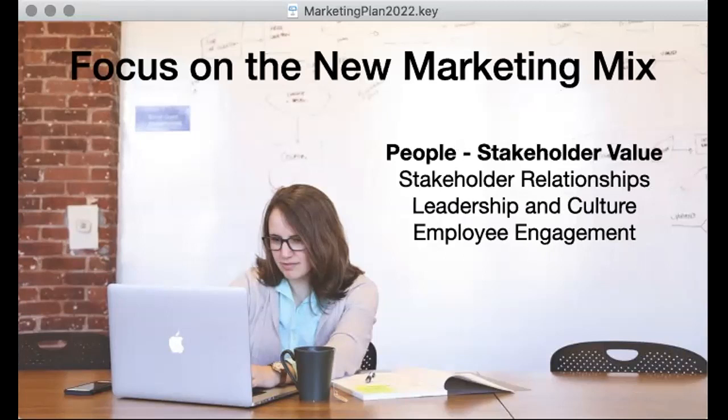The second P, the P that is people in this new marketing mix for your marketing plan 2022. So people is all about stakeholder value. I've talked already about creating value for all stakeholders. So the three elements of people in your new marketing mix are the relationships you have with all stakeholders, and that is internal stakeholders, and stakeholders around your organization, so your suppliers and your agencies, for example. It's also your customers. It's also the media. It might be influencers around your organization. They're all stakeholders. They've all got a vested interest in how your organization performs.